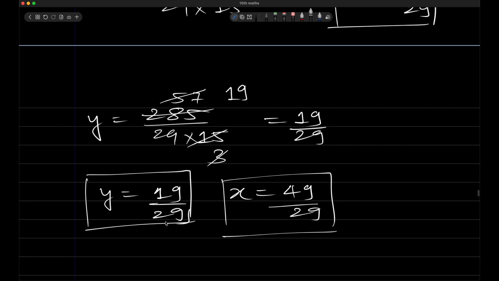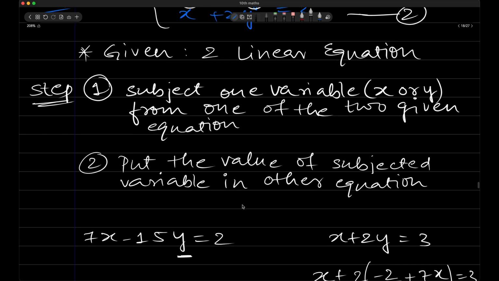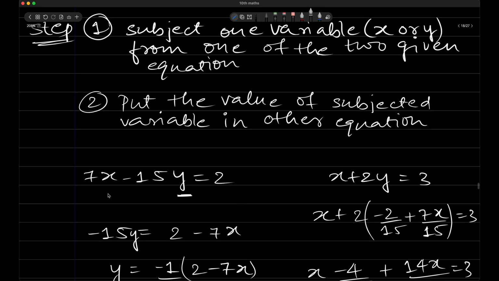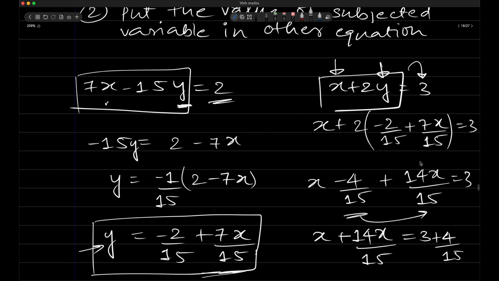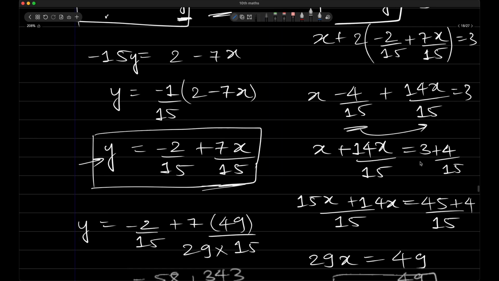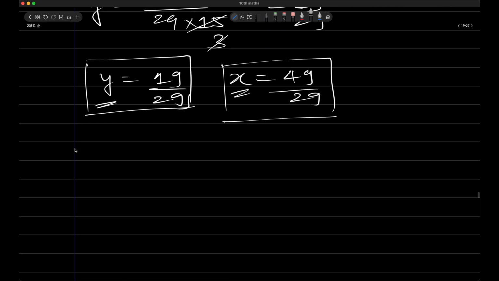If we want to verify that the answers, that is the values of y and x, are correct or not, we can put the values of x and y in this equation, and the value of the left hand side must be equal to 2, and we can also put the values of x and y in the other equation and the value must be equal to 3. Let us put in any one of the equations, that is 7x minus 15y equals to 2.